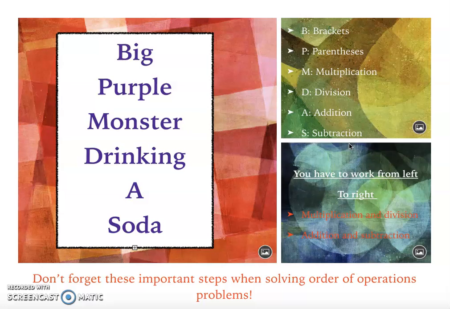And the most important thing: if you have brackets and parentheses, it doesn't matter where they're at, beginning, middle, or end, you must do these first. But if you have multiplication and division or addition and subtraction, you have to work from left to right. I repeat, you have to work from left to right, okay? It's very, very important, because if you don't, guys, you're going to get the wrong answer. So please don't forget these steps, guys, and good luck.